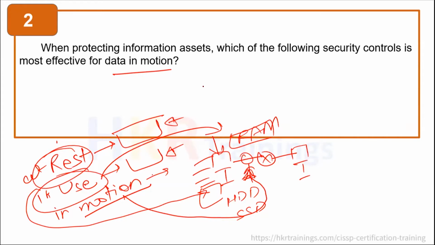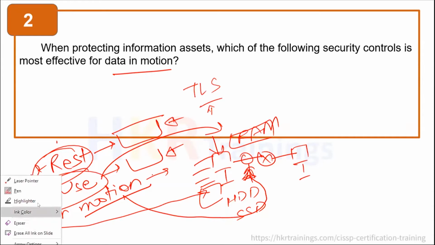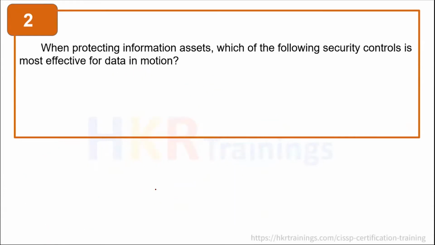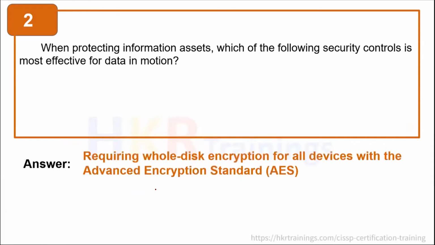So when it is in motion, the best course of action is to use network encryption techniques. And in that, you can use a technique called TLS, Transport Layer Security, which is a standard protocol for protecting data in motion. So the correct answer for this will be TLS, Transport Layer Security.